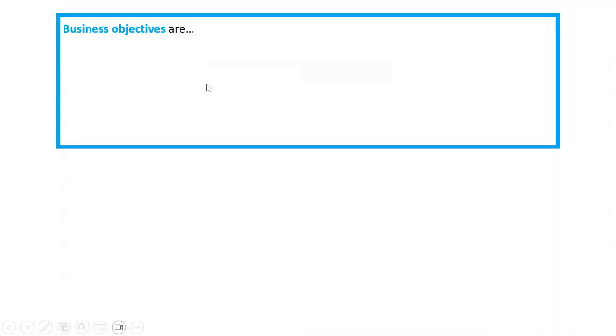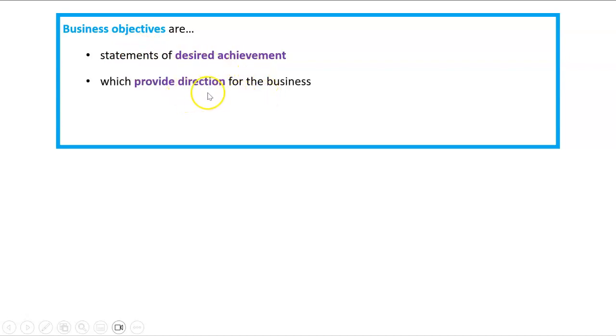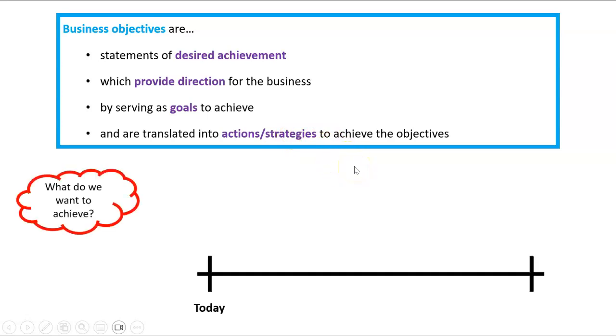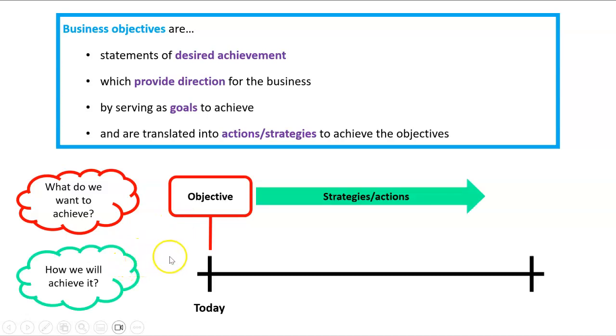So the first thing is the definition of business objectives. We need to see some of the words, or most of the words, in purple and bold. They are statements of desired achievement which provide direction for the business by serving as goals to achieve, and they are then turned into actions and strategies to achieve those objectives. So basically, if here's today, what do we want to achieve? That's our objective. That's what we set. And then how will we achieve it? Well, that's the strategies and actions, which are some of the other chapters in the course later on.